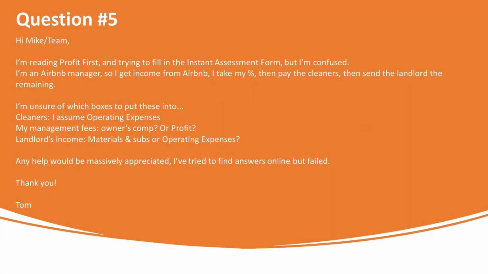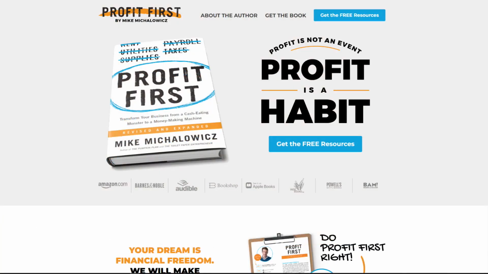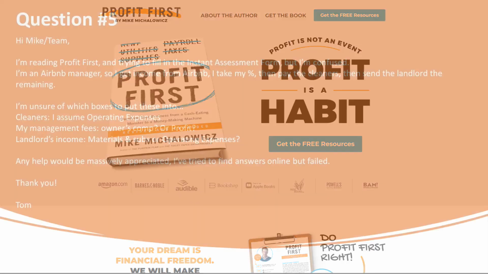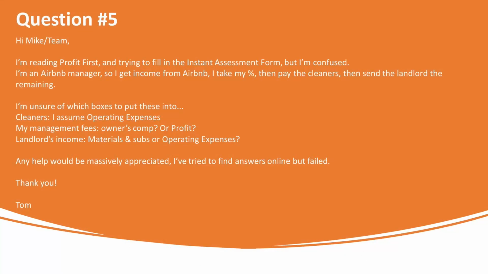Yeah. Okay, last question. Hi, Mike. I'm reading Profit First and trying to fill in the instant assessment form, but I'm confused. I am an Airbnb manager, so I get income from Airbnb. I take my percentage, then pay the cleaners, then send the landlord the remaining. I'm unsure of which boxes to put these into.